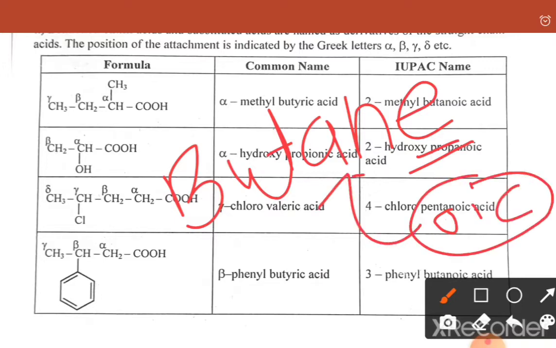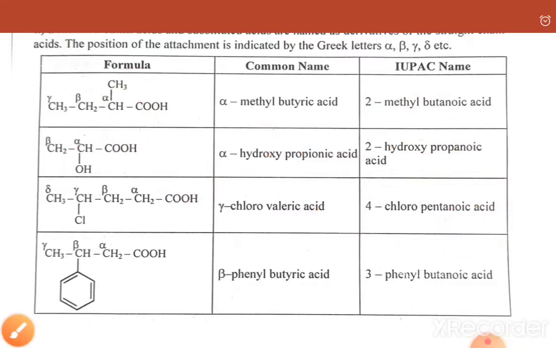It is called, here at the 2 number position there is a methyl group. If you give numbering, here 1, 2, 3, 4, then this is 4 carbon, therefore butane, and at the 2 number position there is a methyl group, therefore 2-methylbutanoic acid.